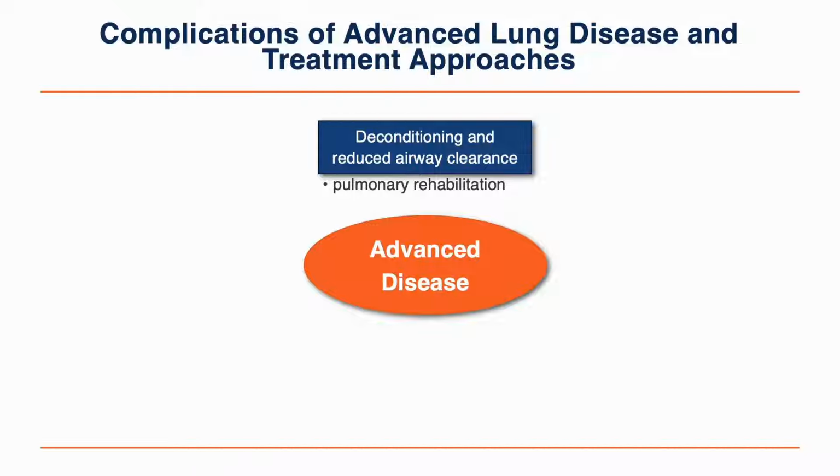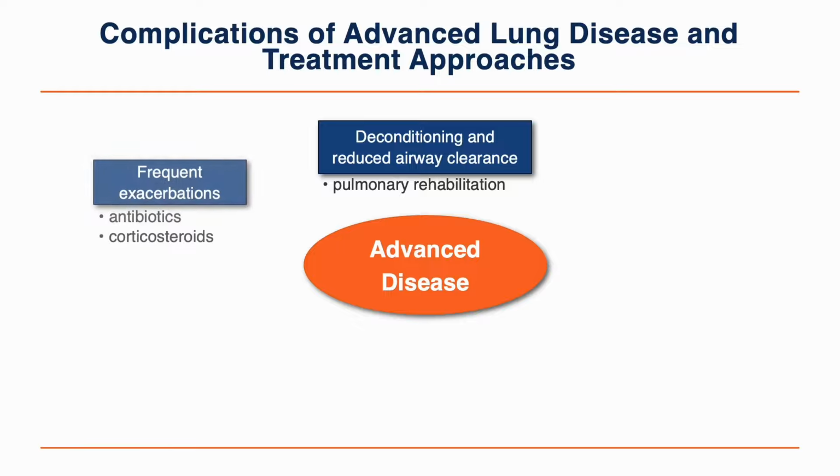Well, we know that individuals with any cause of advanced lung disease will get deconditioning because they don't exercise and aren't as active. And associated with that, they have reductions in their airway clearance. So pulmonary rehabilitation is a formal program where individuals can get structured exercise 2 or 3 times a week to try and maintain their muscle function and also help with airway clearance.